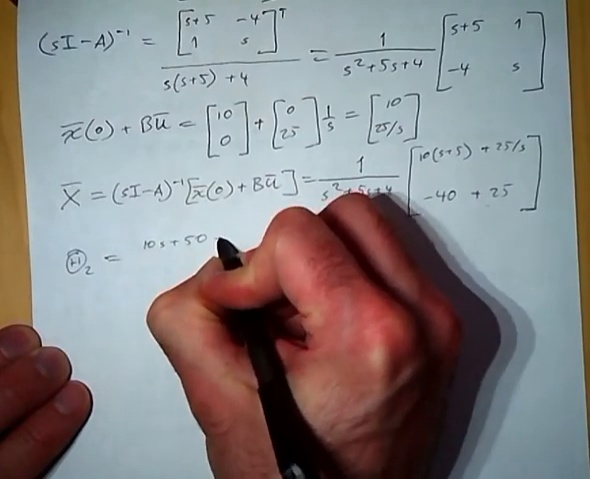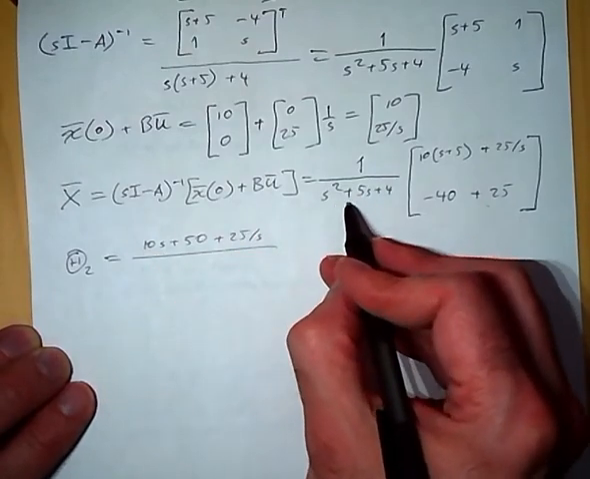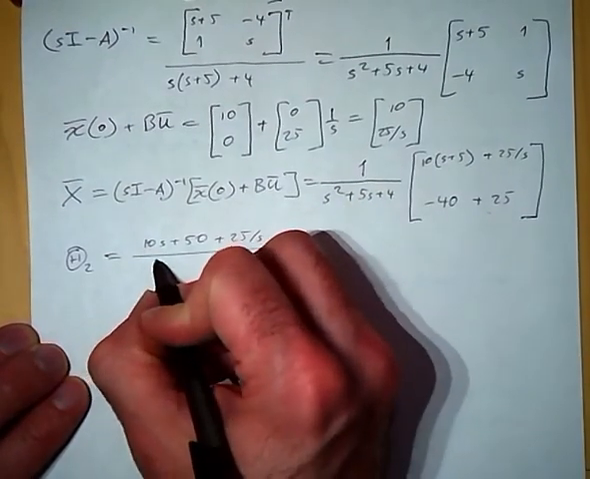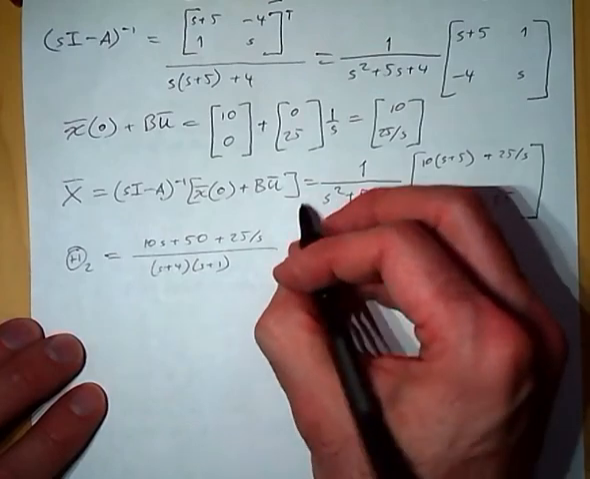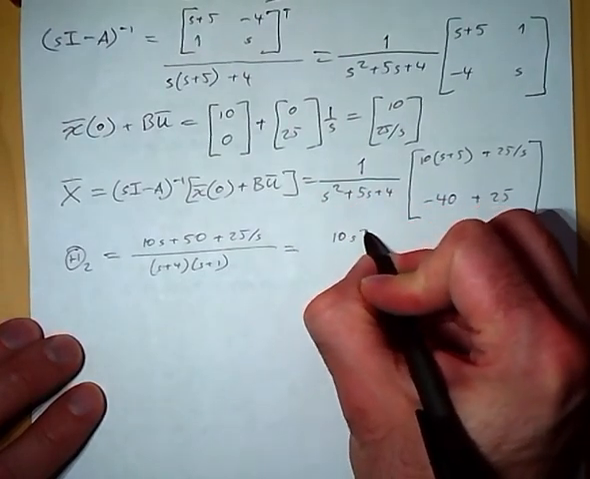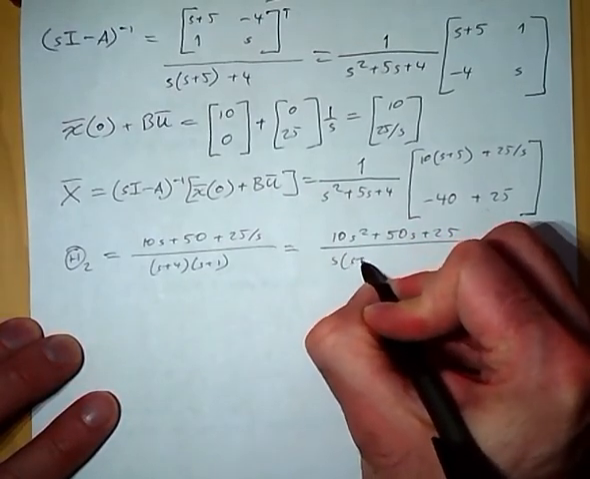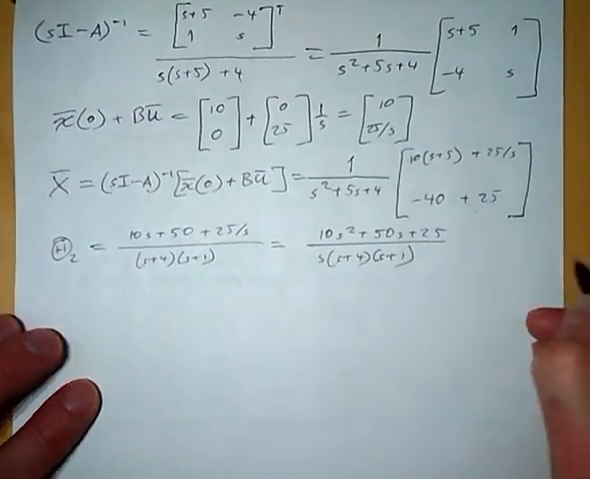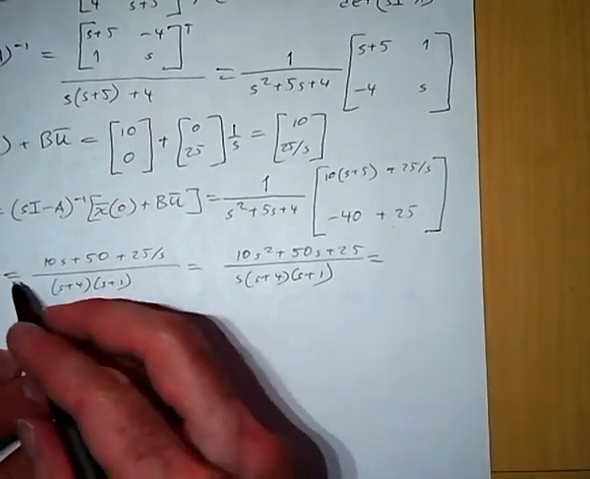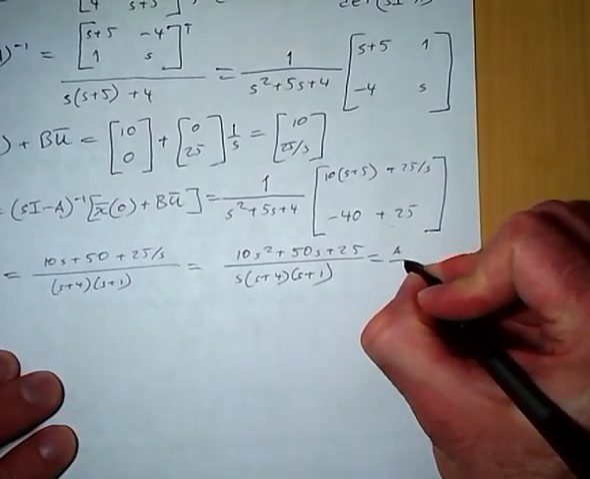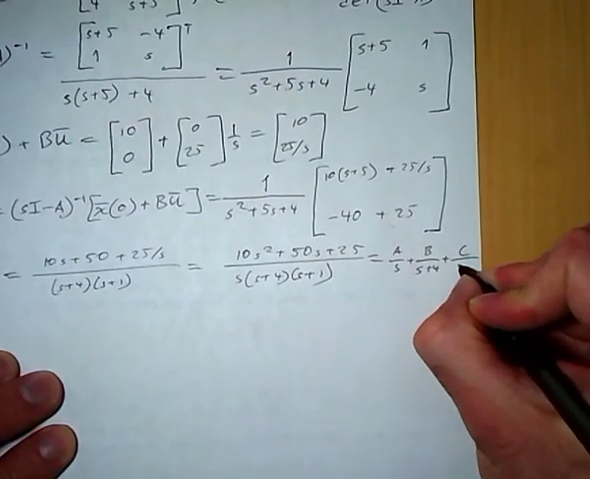10s plus 50 plus 25 over s divided by, and this factors, this denominator here, this is s plus 4 times s plus 1. And now we want to get rid of this 1 over s in the numerator. So this is 10s squared plus 50s plus 25 divided by s times s plus 4 times s plus 1. And the partial fraction expansion, so that we can perform the inverse Laplace transform of this, is A over s plus B over s plus 4 plus C over s plus 1.